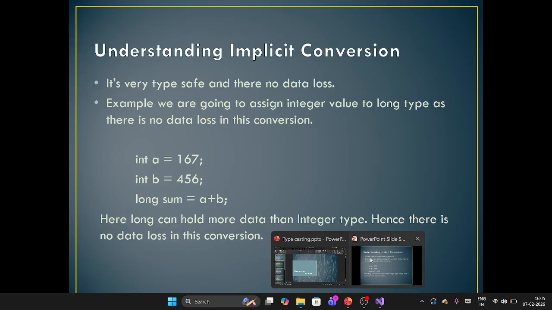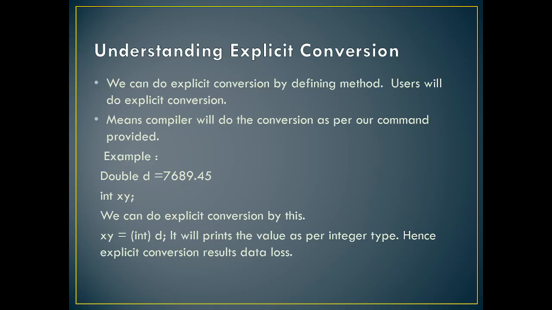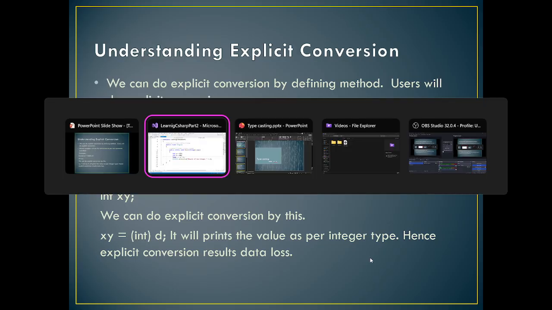Let's understand explicit conversion. Explicit conversion or explicit casting works when the target type is smaller than the source type or when converting between two incompatible types. Here in this example, a double is not compatible with an integer. In this case, we can do the explicit conversion. It means we are explicitly defining the type of the variable. We are explicitly defining a target type for the source type. Let's look at the example.